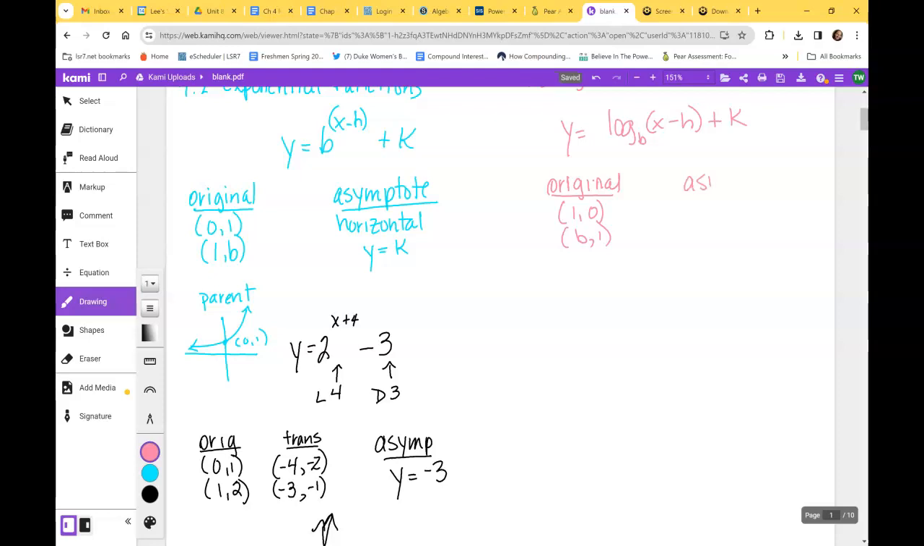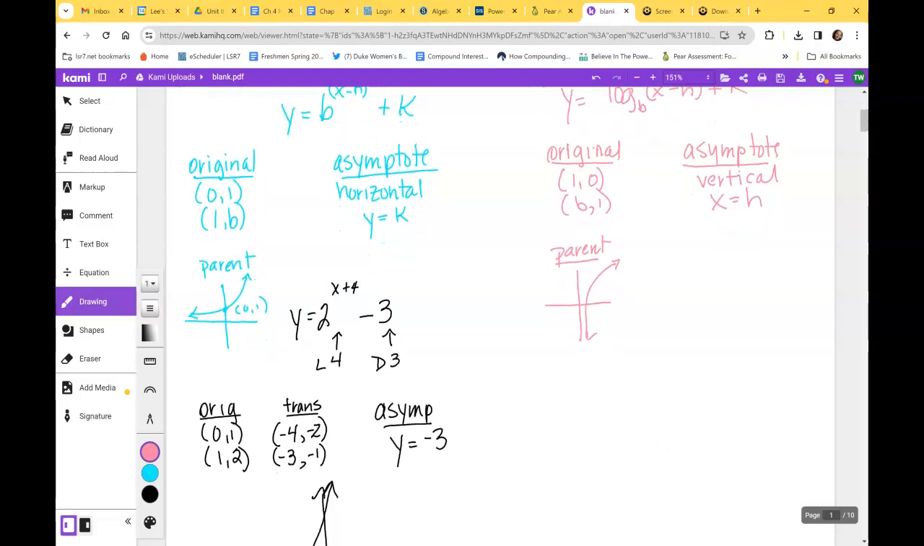And our asymptote is going to be vertical, and it's going to be x equals h. Again, inverses of what we did before. The parent function of a logarithmic looks more like this because of the vertical asymptote.